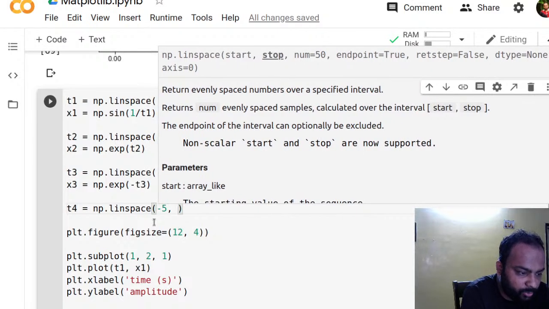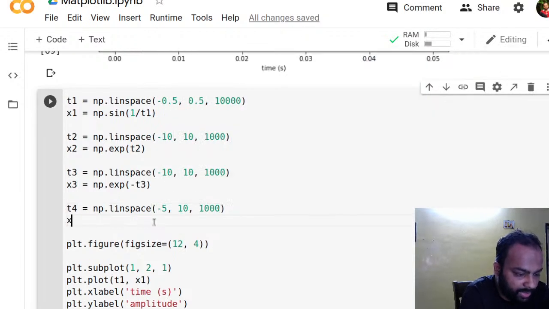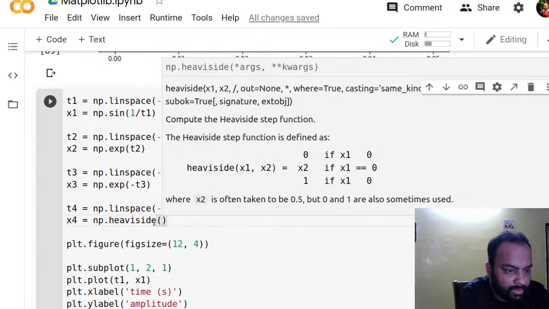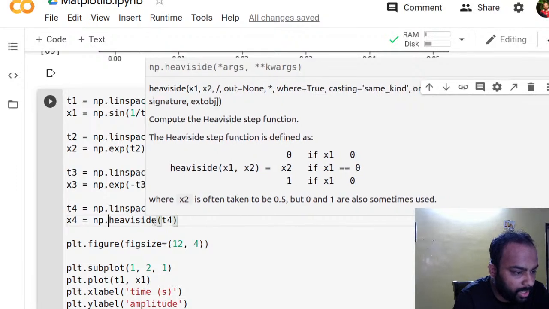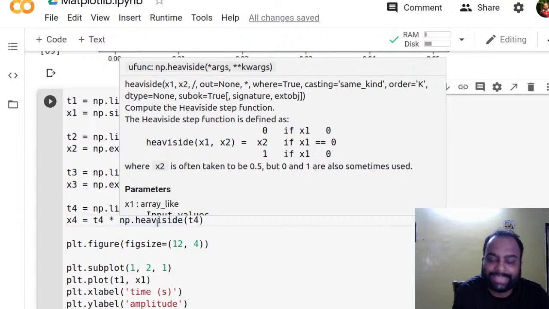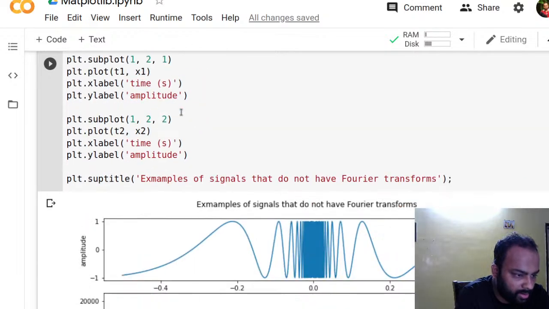Let's say from -5 to, for example, 10, and I'm taking 1,000 points here, and say x4 equal to np dot Heaviside theta. Yeah, we have the Heaviside theta function, which is essentially the unit step function, t4, and let's multiply this with t4. So what I essentially have is t multiplied by Heaviside theta t, so tut, which is the ramp function, unity ramp function, right? So none of these have proper Fourier transforms.